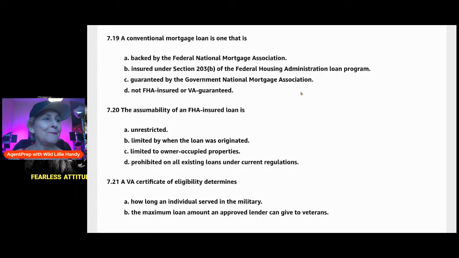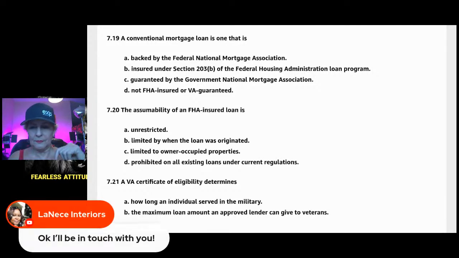I get all excited. Number 19. A conventional mortgage is one that is: A, backed by Federal National Mortgage Association. B, insured under Section 203B of the Federal Housing Administration Loan Program. C, guaranteed by the Government National Mortgage Association. D, not FHA insured or VA guaranteed.